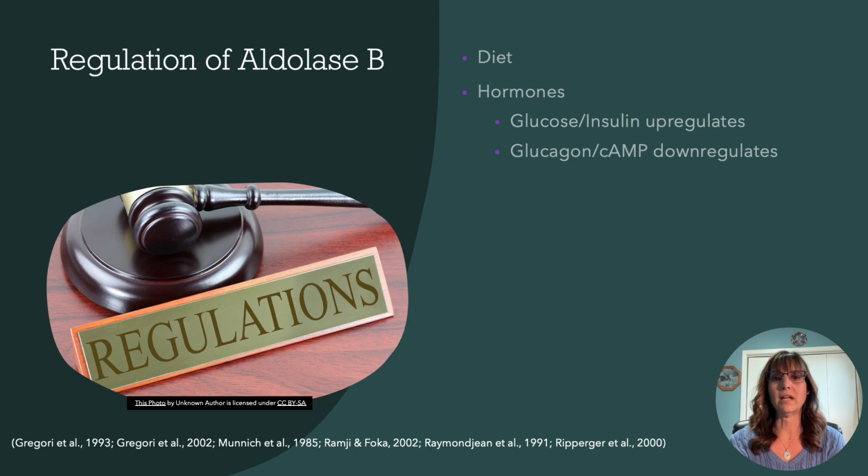Thus, controlling glycolysis and gluconeogenesis can be managed by controlling the enzymes in those processes, in particular, aldolase B. Aldolase B can be further regulated through transcription factors such as HNF1, C/EBP, DBP, and HNF3. We'll go ahead and take a closer look at how those transcription factors work on the next slide.